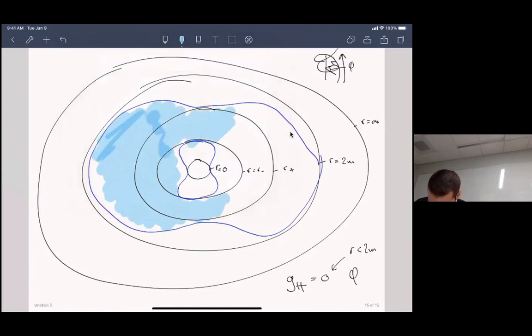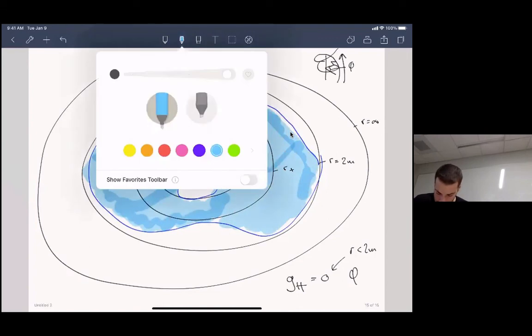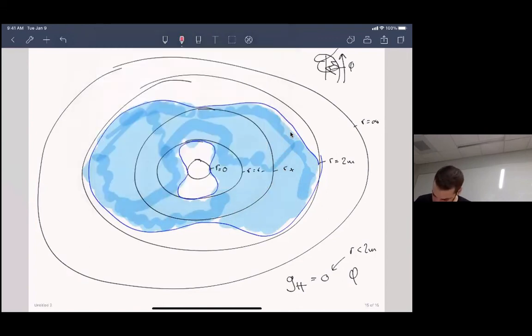ergosphere. Now, of course, you've heard of the Penrose process, where if you're in regions, right, if you're in region 1 intersecting with this ergosphere, so namely this region now, then you can extract rotational energy from the black hole by throwing things into the black hole.